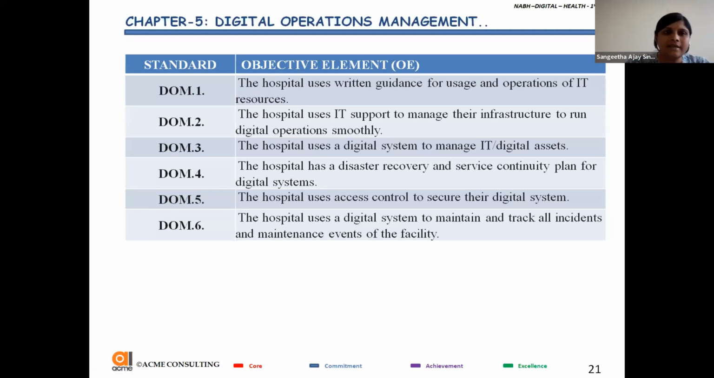When we talk about digital operation management, there needs to be a written IT policy on how to operate the IT resources, and whatever infrastructure is given needs to be managed smoothly with the help of digital operations. Thirdly, this chapter speaks about how the digital system manages the IT assets. Like how we manage our other fixed assets in the hospital, we must manage the IT assets also within the HMIS itself. It also talks about the disaster recovery plan, so that in case of any disaster, the service will not be interrupted in the digital system.